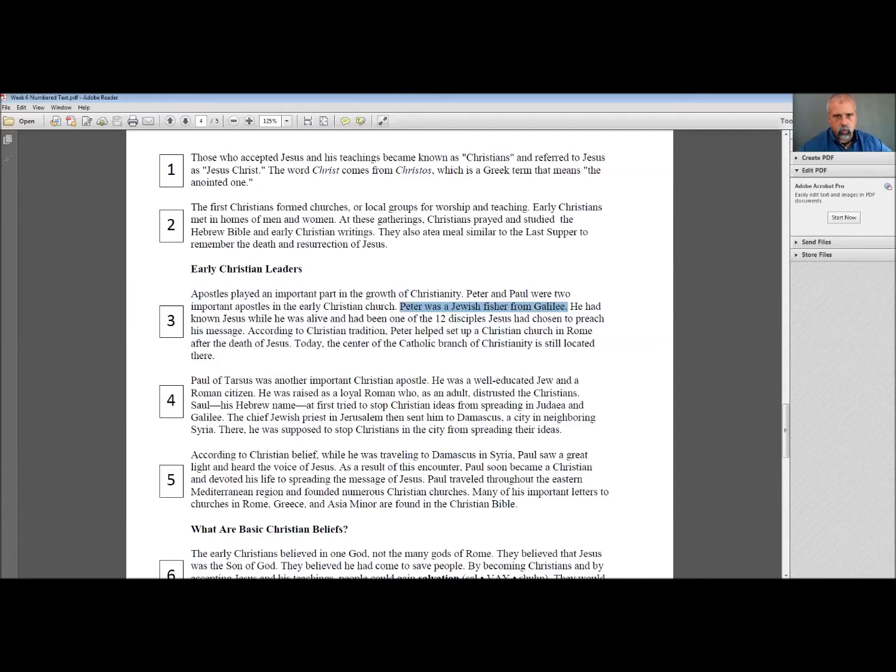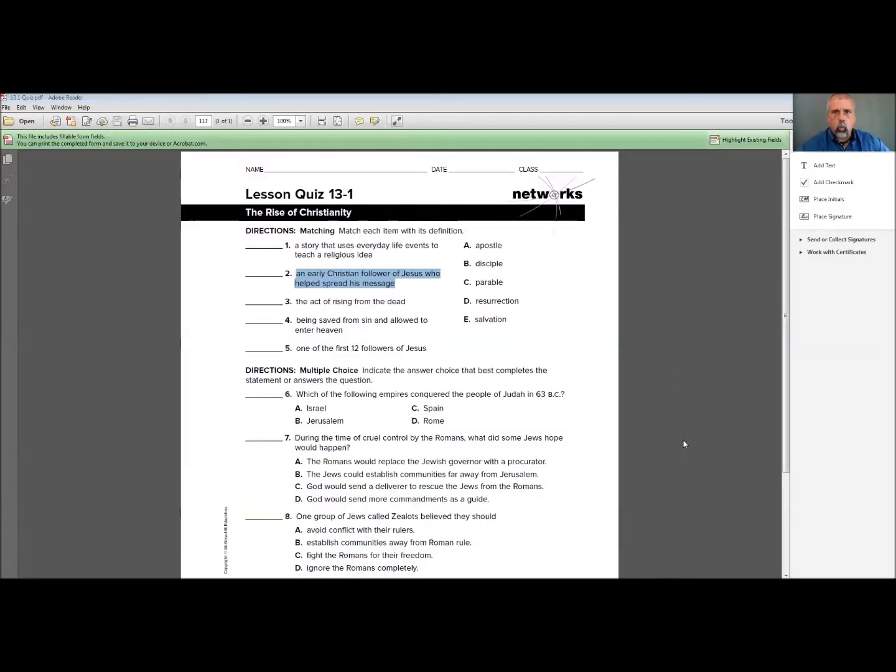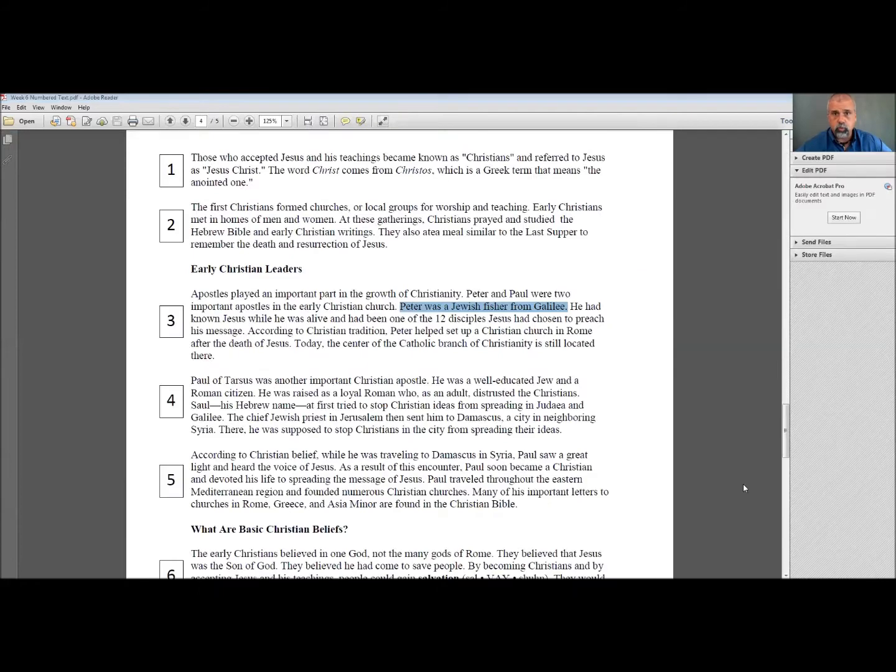Let's take another look at the question. The question wants to know, what are the early Christian followers of Jesus who wanted to help him spread his message? Well, the answer is apostles. So how does our evidence prove that the early followers of Jesus were called apostles? Who was Peter? Peter and Paul were two important apostles. What else do we know about Peter? Well, we know he knew Jesus, and he was one of the 12 apostles chosen to preach his message. This paragraph also names Peter as the guy that set up the church in Rome.